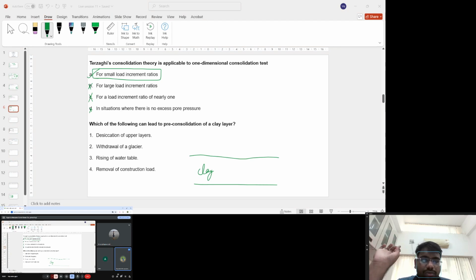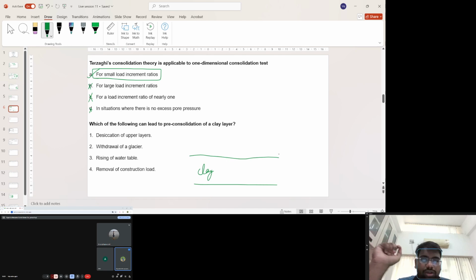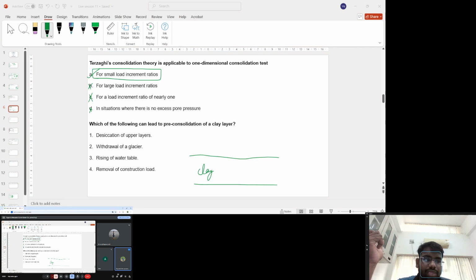Okay, sir. Now, when you remove the glacier load, what happens? Or when you remove the construction load, what happens? Pressure releases or reduces. Pressure reduces. That means the clay layer, prior to that, there was no pre-consolidation which has occurred, and due to these two factors it is contributing to a pre-consolidation pressure which was not existing before that, all right. Am I clear now?